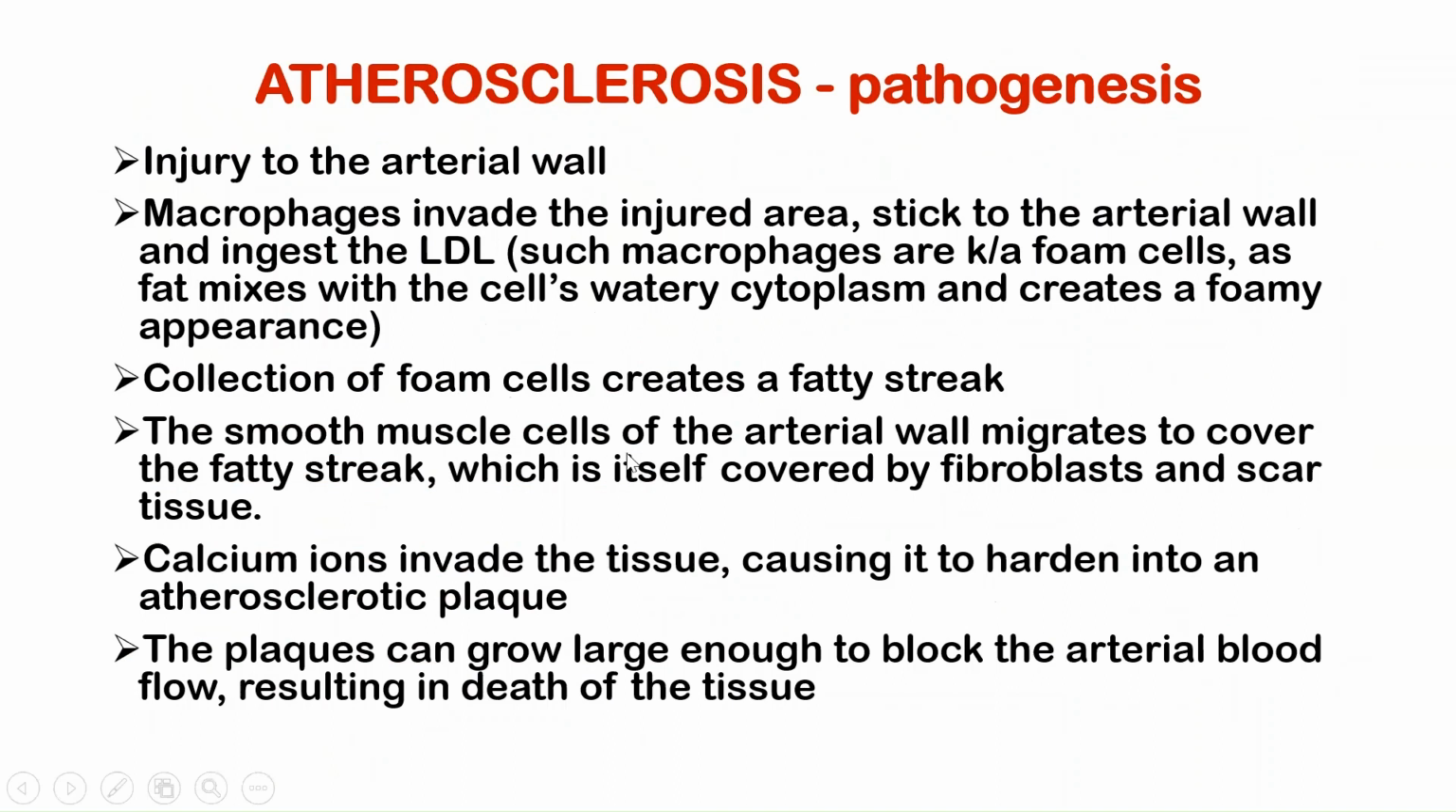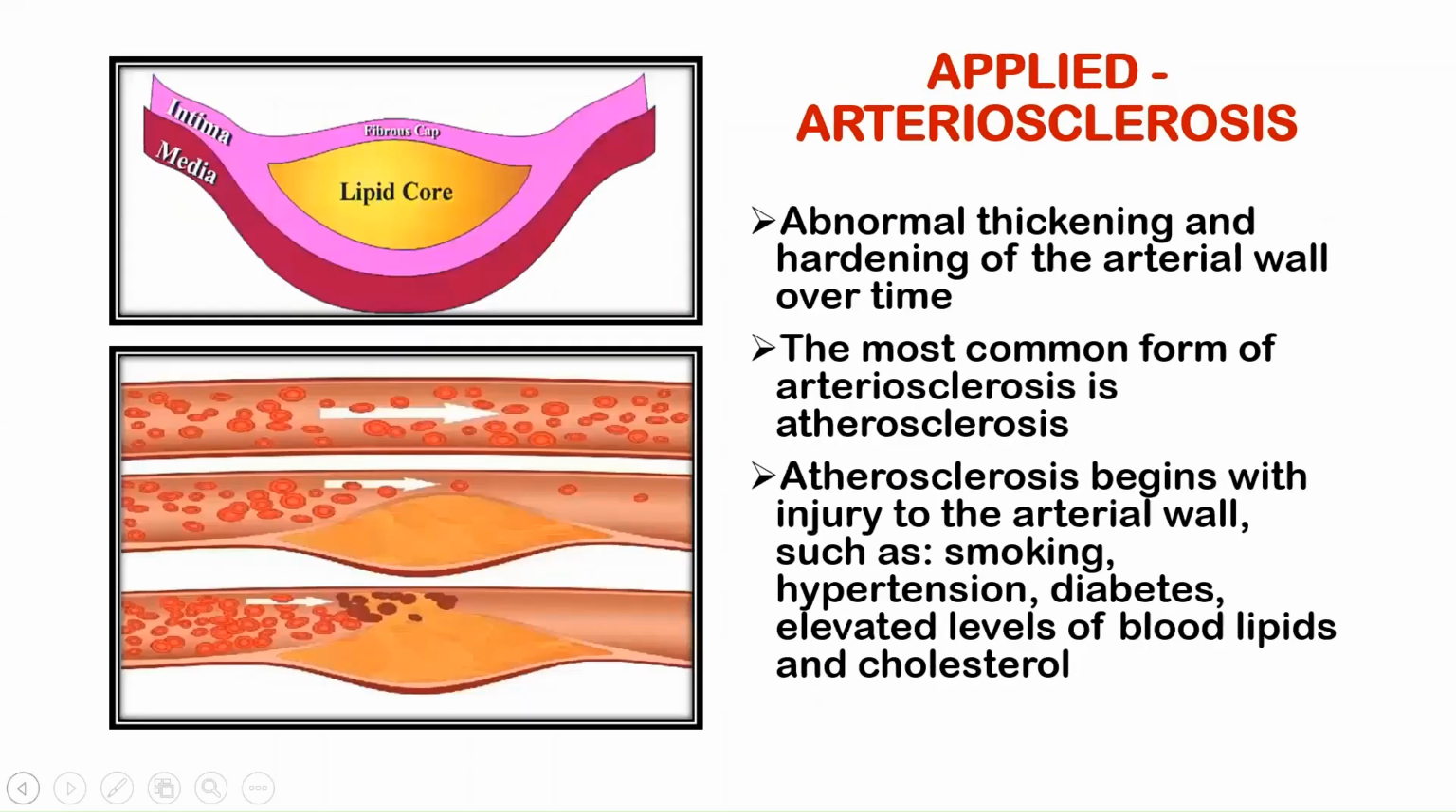Soon, the smooth muscle cells of the arterial wall migrate and cover the fatty streak, and then it is accompanied by the fibroblasts and formation of a scar tissue. The calcium ions invade the tissue and cause it to harden into an atherosclerotic plaque. The plaques can grow large enough to block the arterial blood flow and result in death of the tissue. So this is the formation of an atherosclerotic plaque.